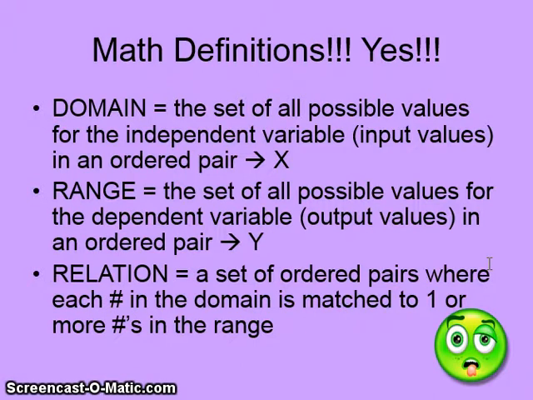The range is the set of all possible values for the dependent variable, or the outputs of the function. Now, in an ordered pair, those are the y values. Again, it can be a finite set having a limited number of elements, or it can be an infinite set, like you could say it was all the whole numbers or all real numbers again.